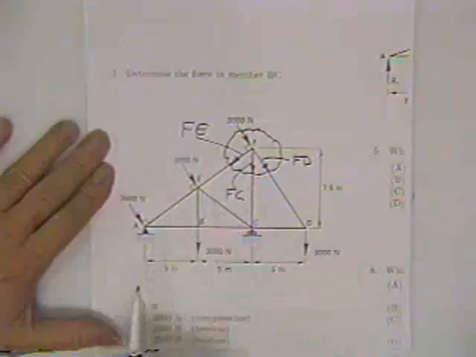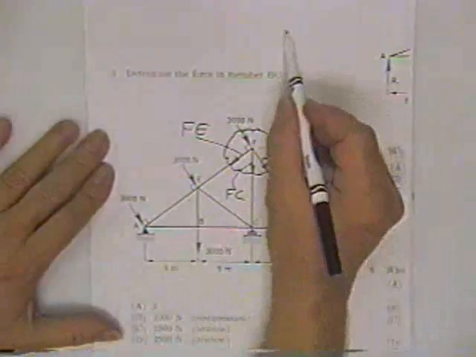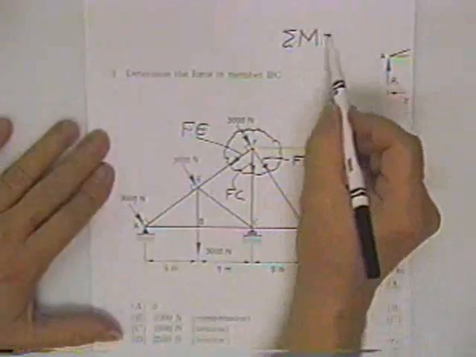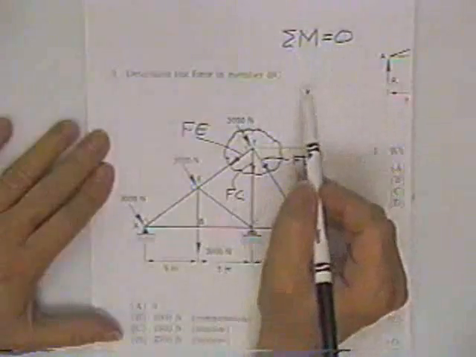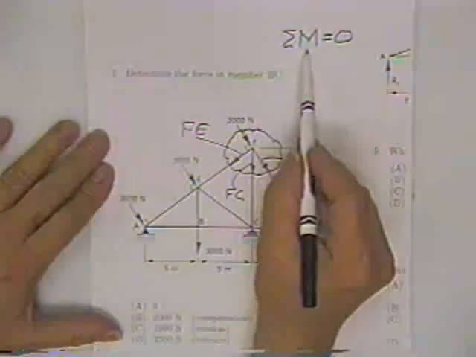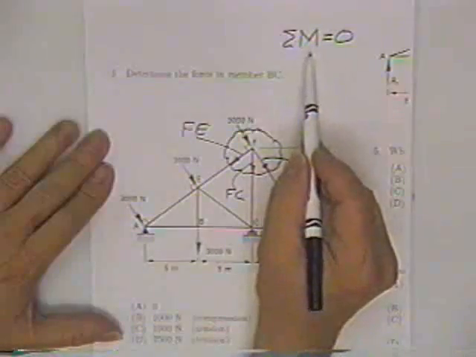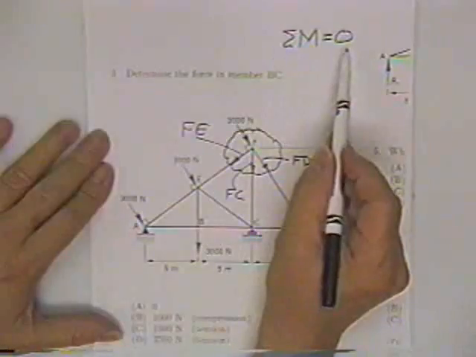But since there's 3 unknowns coming into that point, you're not likely to get an answer. The reason is, the most powerful equation you've got, sum of the moments about any point equals 0. The reason that's such a powerful equation is because you can pick your point so that a lot of the forces go through that point and have no moment arm. That wipes a bunch of them out.